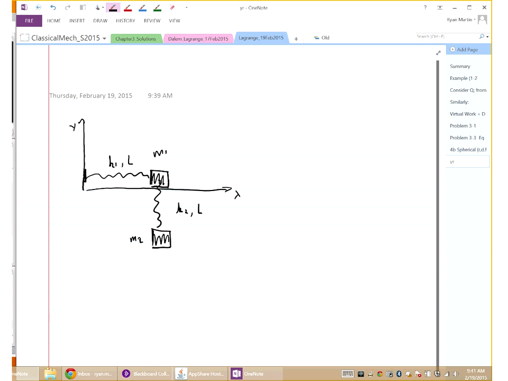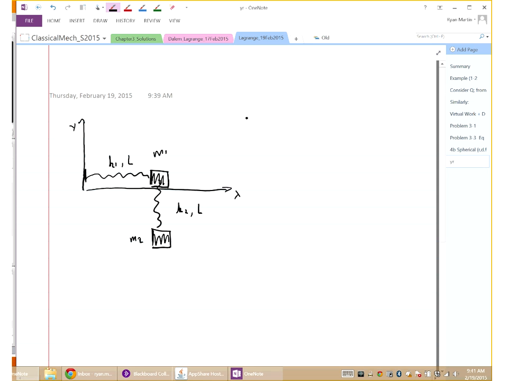The mass M2 can only, it's not a pendulum, so it can only oscillate up and down. Of course it's going to move right to left when M1 moves right to left, but M2 cannot swing. So you can imagine maybe there's a rod or like a piston, and M2 is on a piston with a spring. Okay, and everything is massless except the masses.